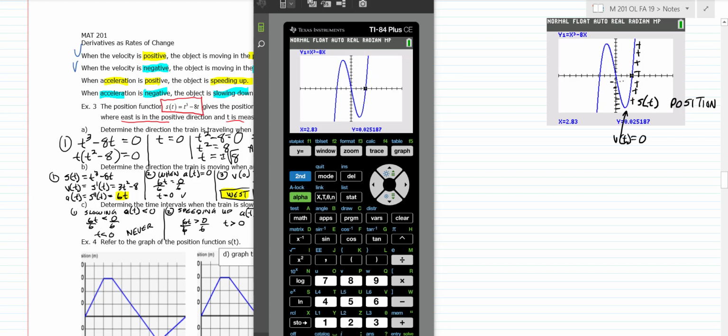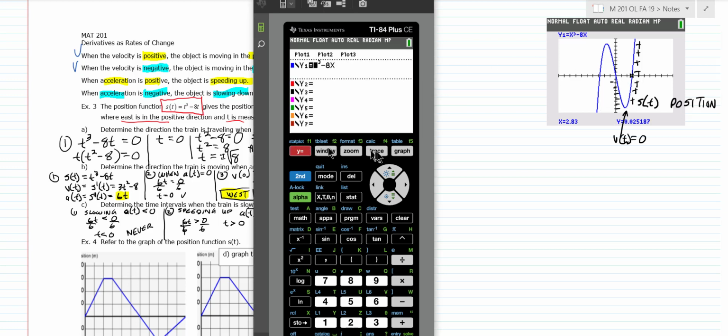So basically from 0 seconds to that minimum right there, you've got a negative velocity. That means you're going in the negative direction. And from that point on, you have a positive velocity like that. Okay, now let's graph the velocity.